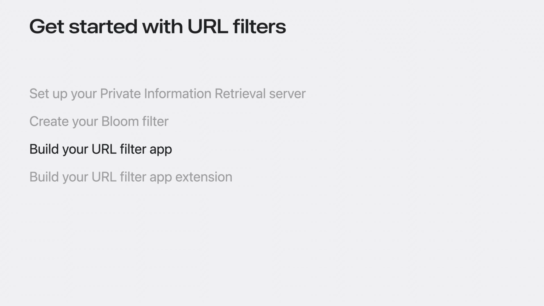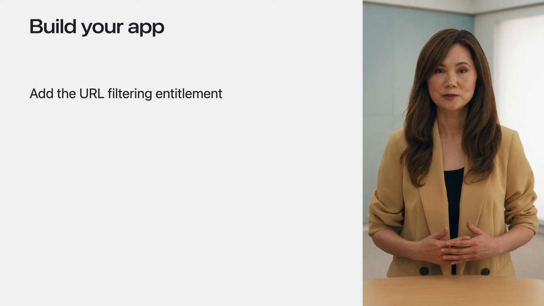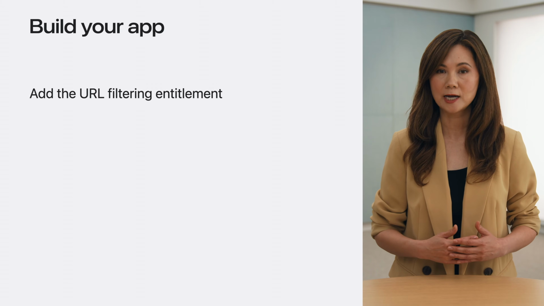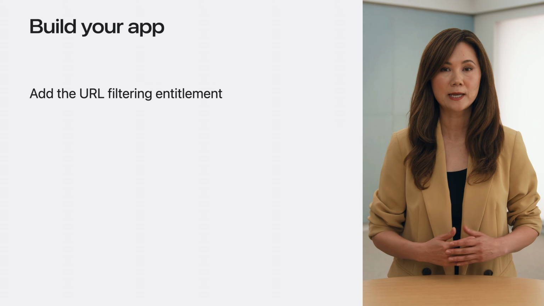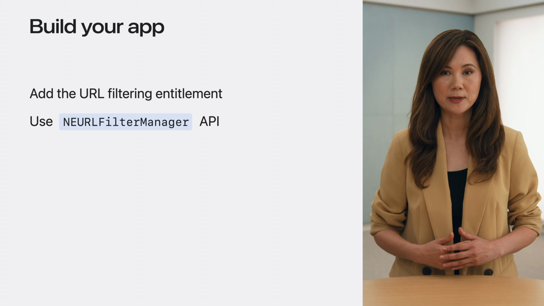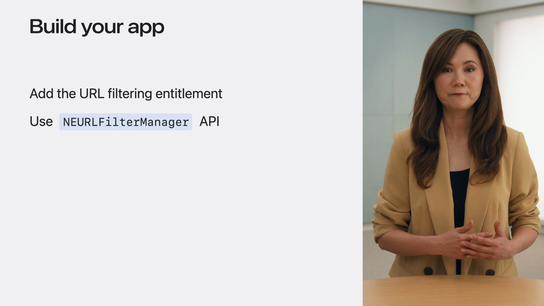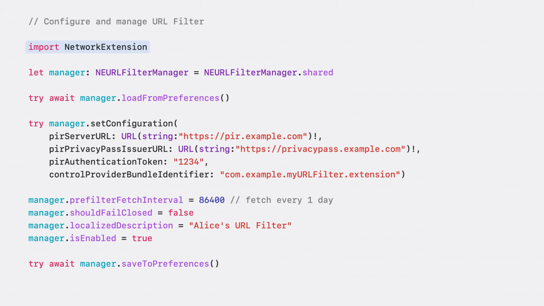Next step is to build your URL filter app. Add the new Network Extension URL filter provider entitlement to your app, which allows you to use the URL filter APIs. Use any URL filter manager API in your app to create configuration and manage your URL filter. Import the Network Extension framework and use the NEURLFilterManager shared singleton instance.